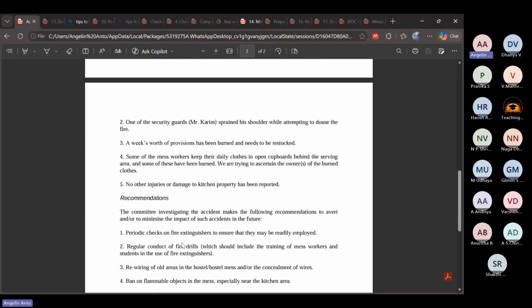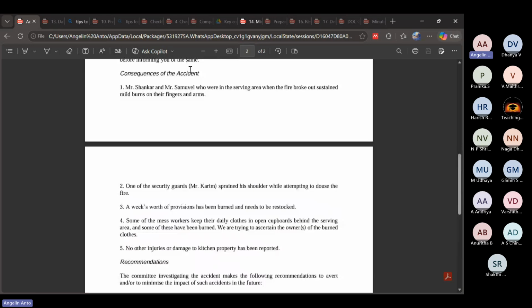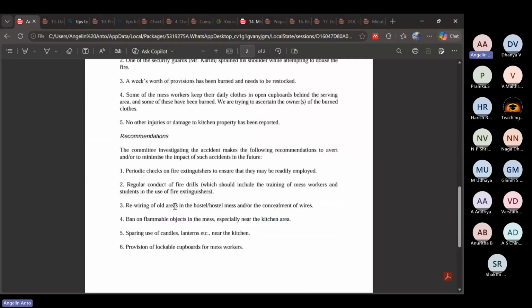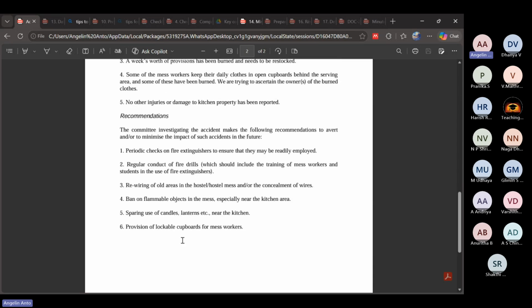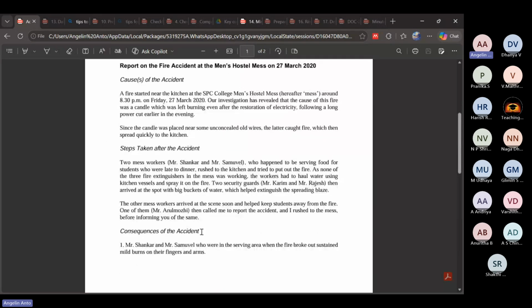And then finally, you would talk about recommendations. So all this has happened. What will I do to make sure that this won't happen again? Or what steps I suggest you should take so that these things won't happen. That's essentially what you talk about here. So if you see here, periodic checks of the fire extinguishers, rewiring, a ban on flammable objects, sparing the use of candles, etc. So this is your accident report essentially.